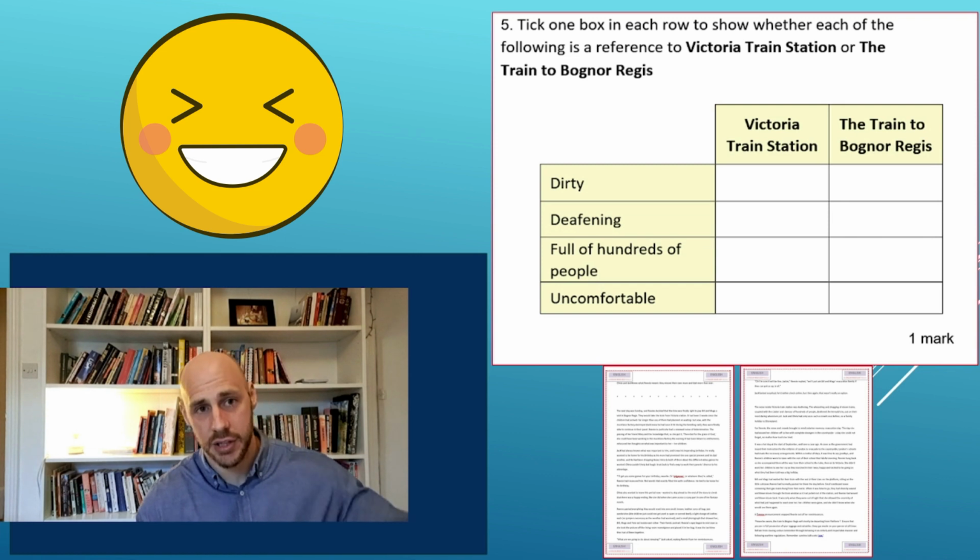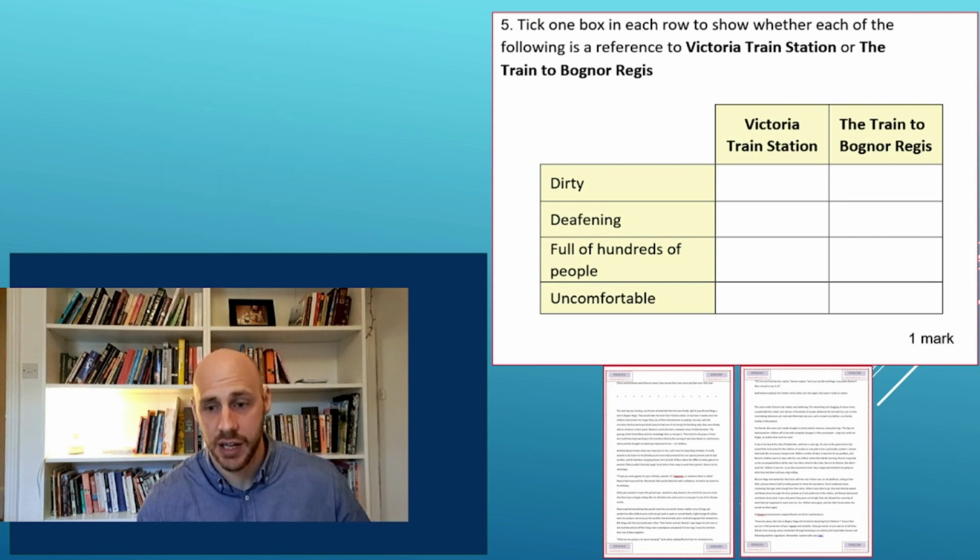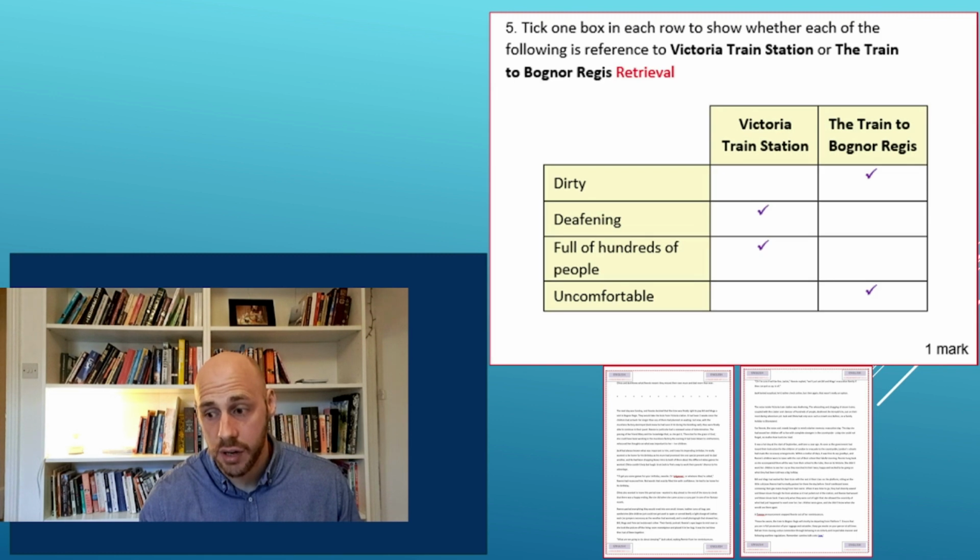But as well as reading these 2 pages and skimming and scanning for the answers, we can use logic to support our conclusions. So Victoria train station is obviously a big place, the train to Bognor Regis a smaller space. Full of hundreds of people, well, that's likely to be the train station, and uncomfortable, well, that's likely to be describing a carriage within a train, so the train to Bognor Regis. And if we look at our answers, we can see that that is true. The other answers would have to have been gleaned from skimming and scanning that text.